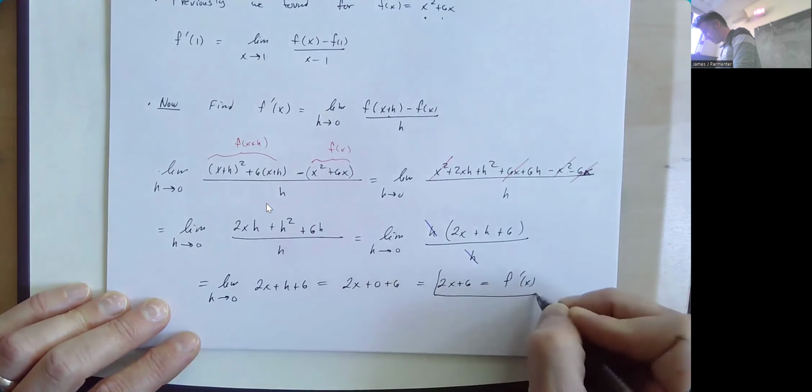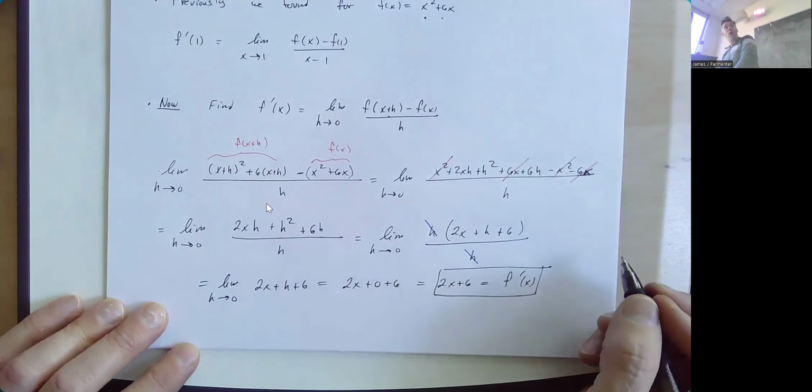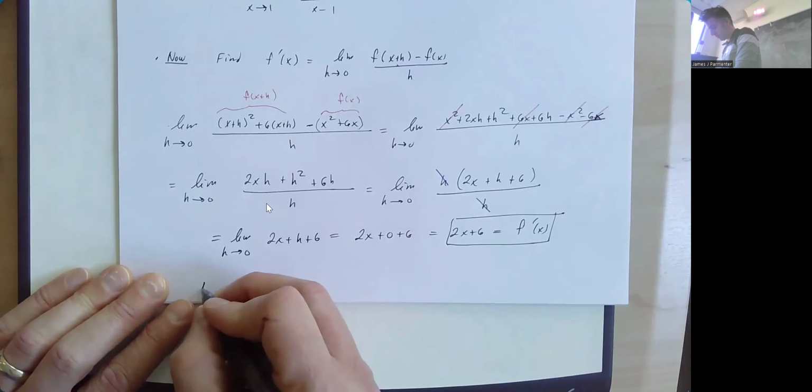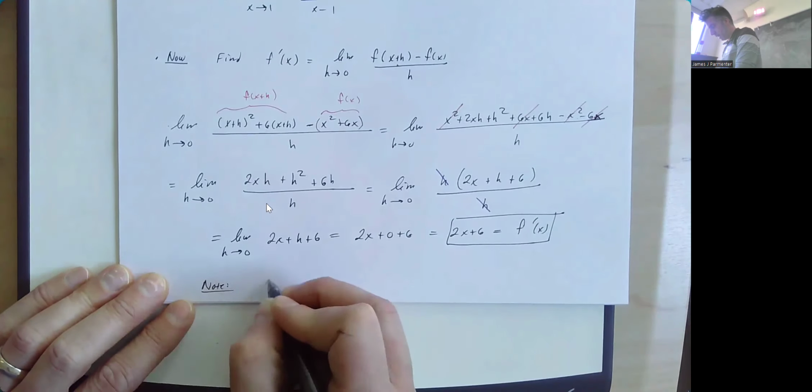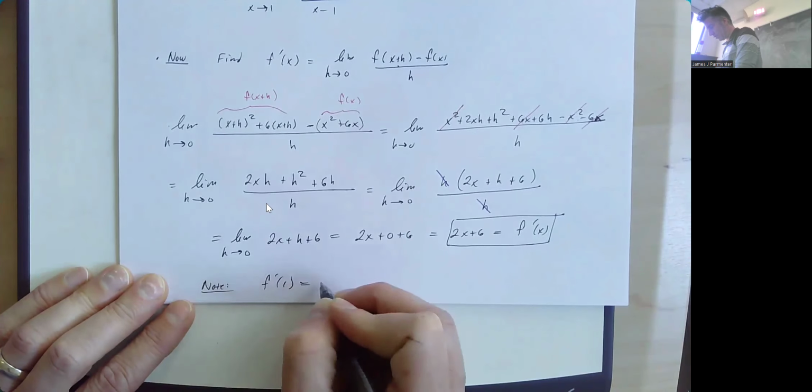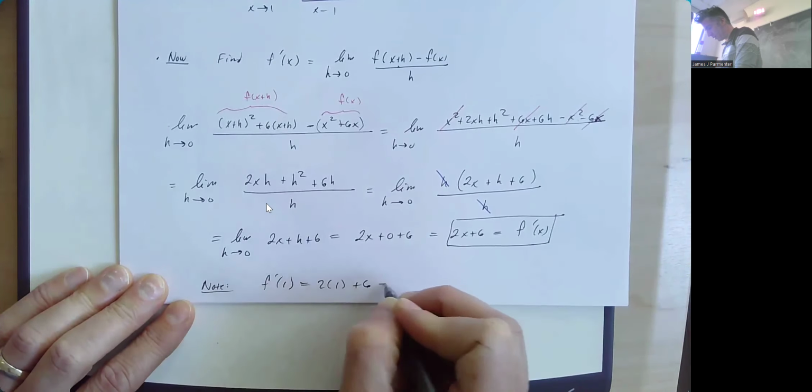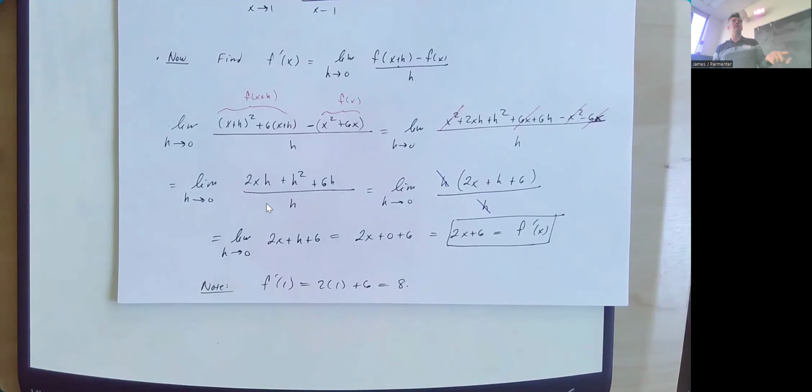And then I'll point out that if you plug in 1, f prime of 1 is 2 times 1 plus 6, which is 8. Just like we saw f prime of 1 was when we did it the other way previously.